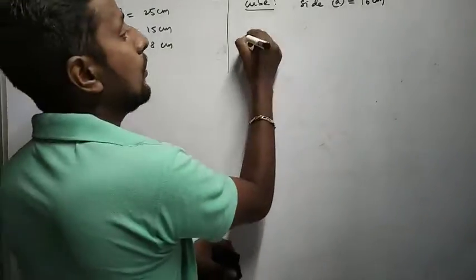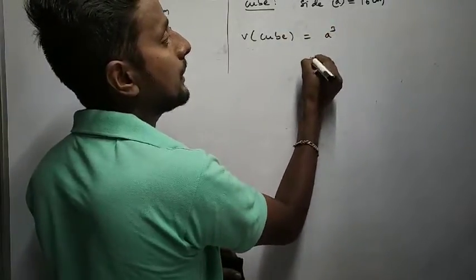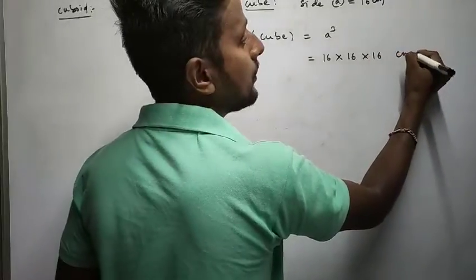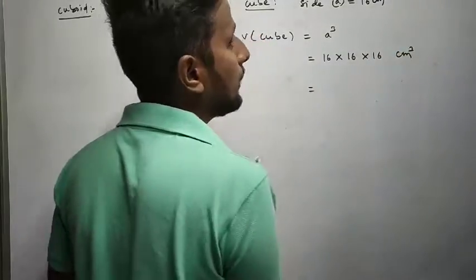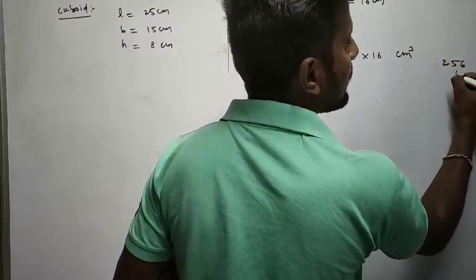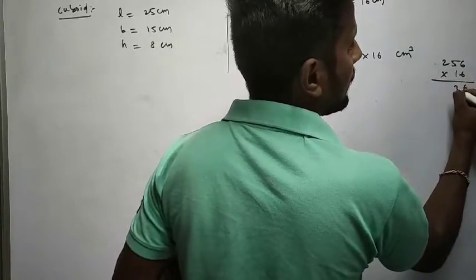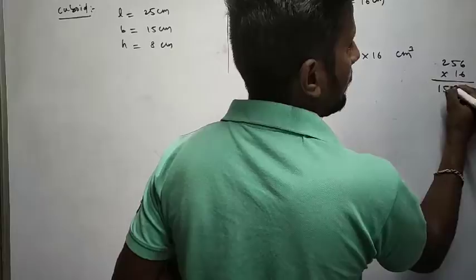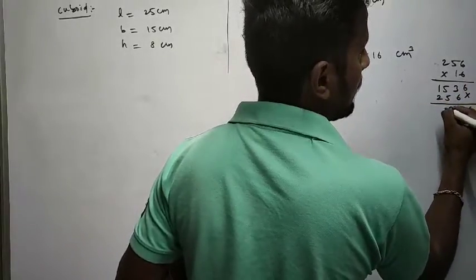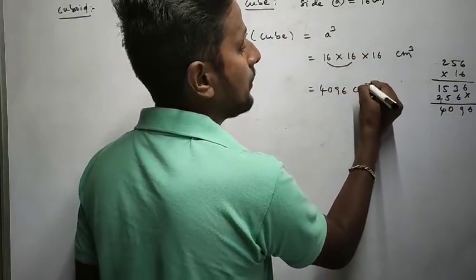Okay, so the volume of a cube formula is a power 3. So we write 16 into 16 into 16 centimeter cube. If you multiply 16 by 16, 256, into 16 again, we got the answer 4096 centimeter cube.